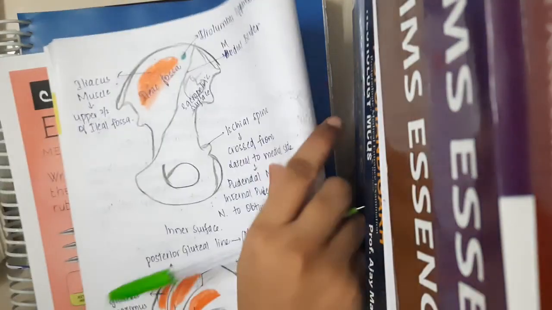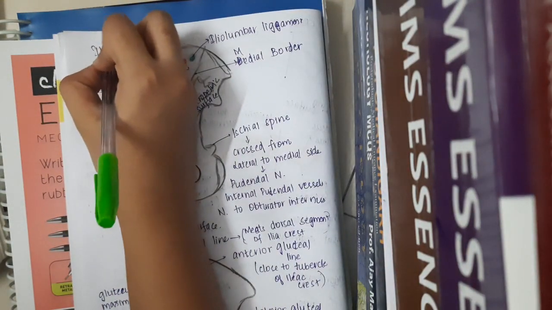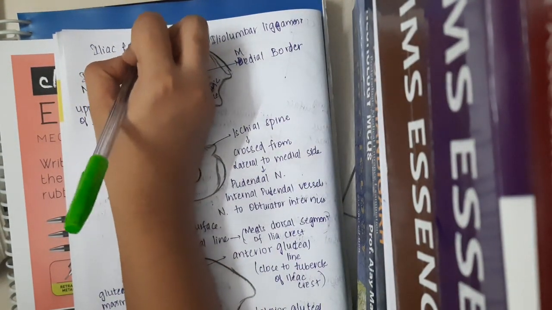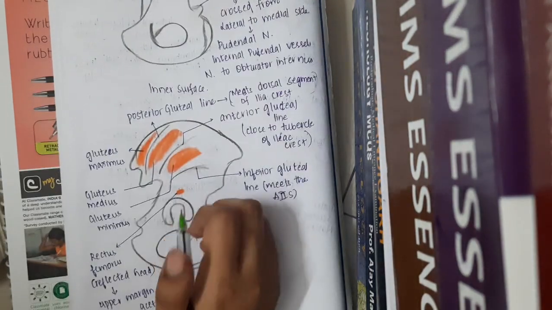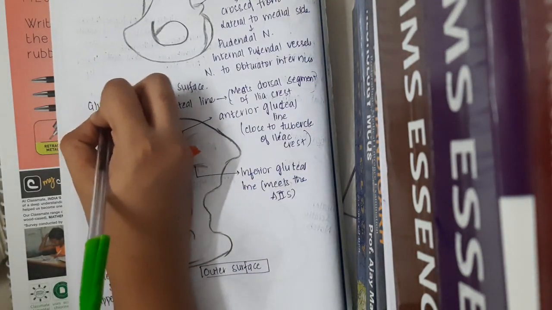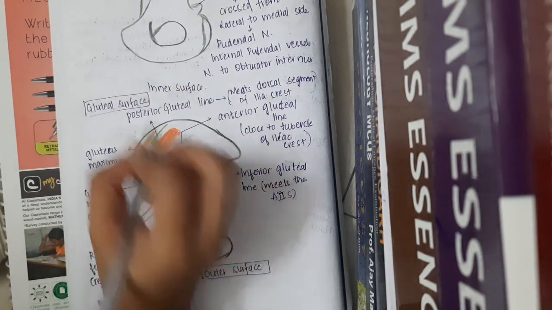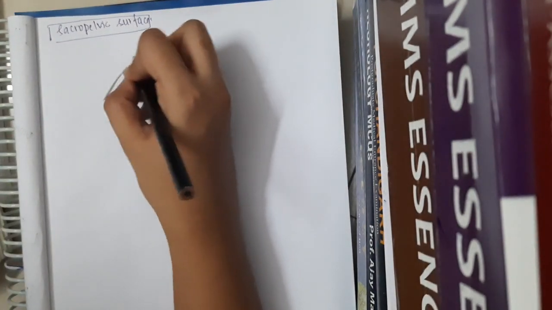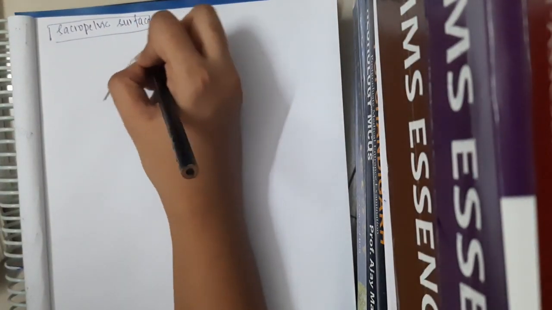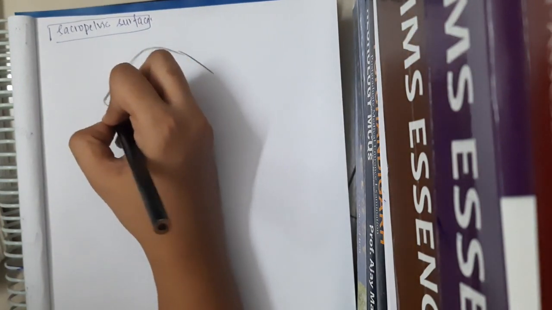So let me label it also. So this is iliac fossa. This diagram is about the iliac fossa muscles. This diagram is about the gluteal surface muscles, that is muscle attachment and insertion, everything about gluteal surface. And then we have sacropelvic surface. Let me actually draw this sacropelvic surface. I am drawing the inner surface, because only in the inner surface you will see the sacropelvic surface.